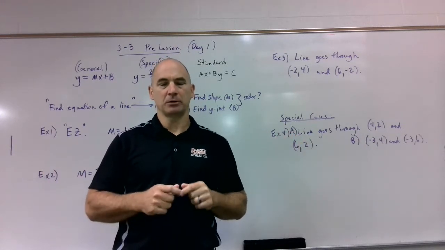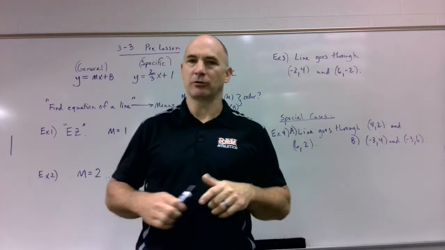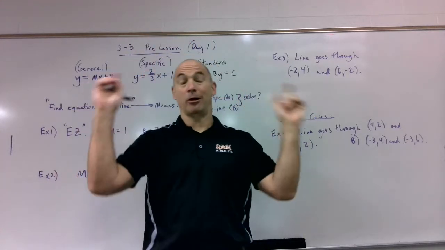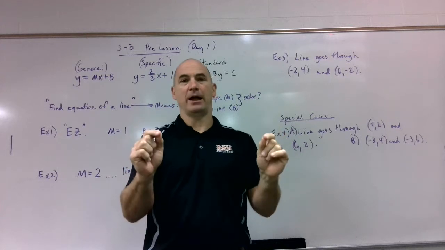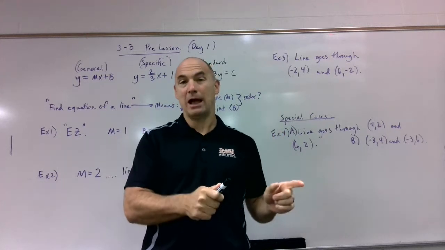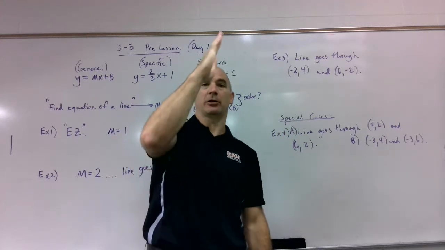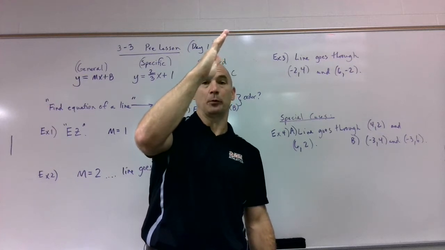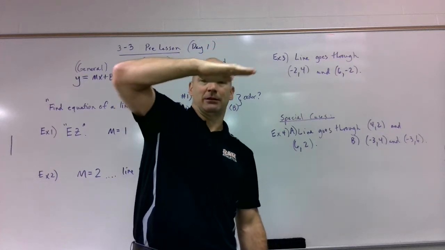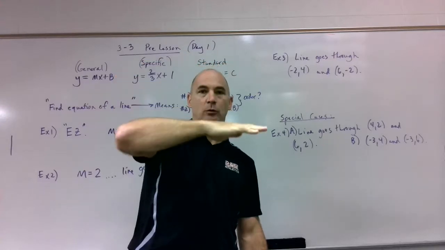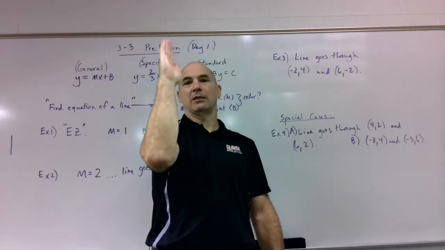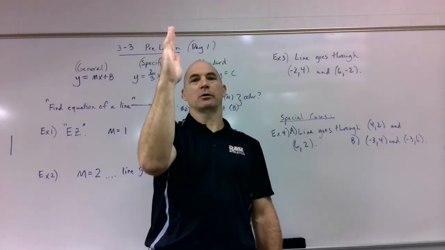Today is 3-3 pre-lesson, and the instructions are how to find the equation of a line. Now remember, we got lines that are like this. We got slope and y-intercept. We got lines that are like this. Those are going to be y equals. And you got lines that are like this. Those are going to be x equals.